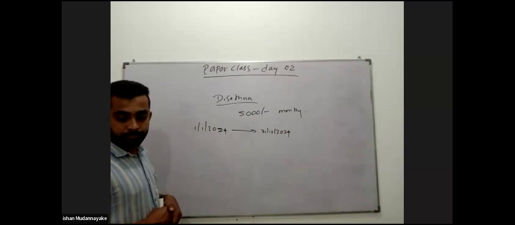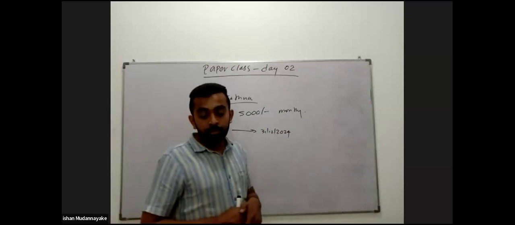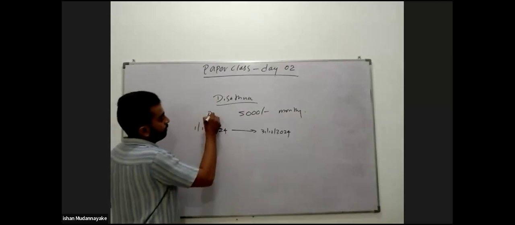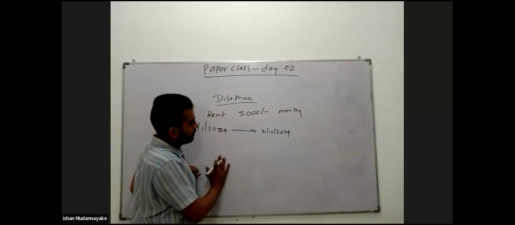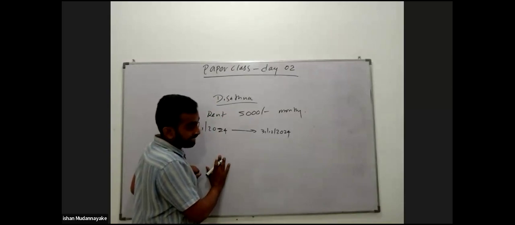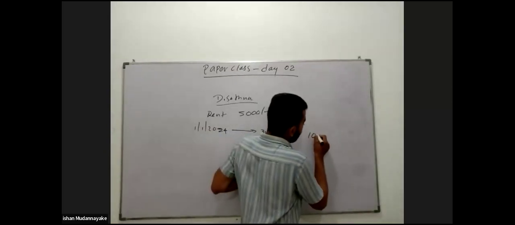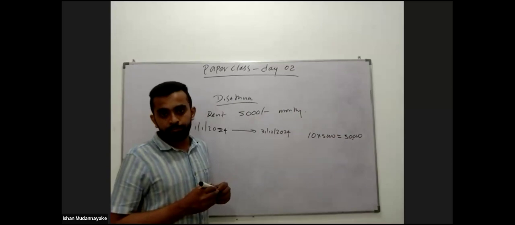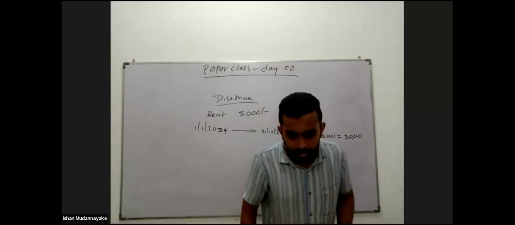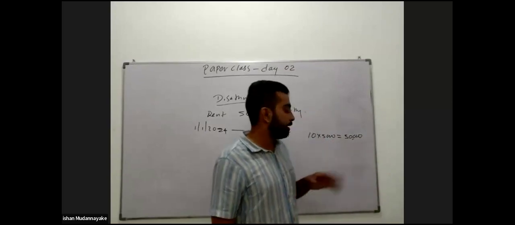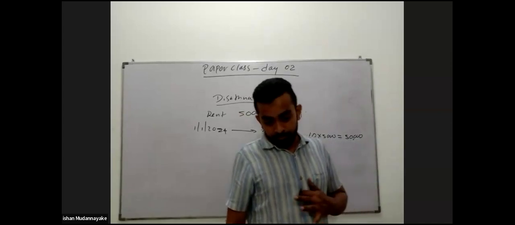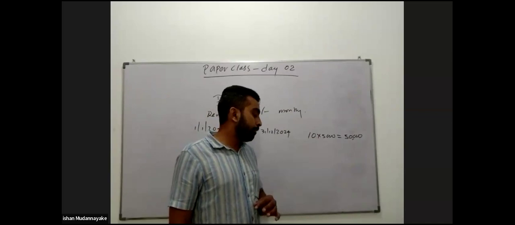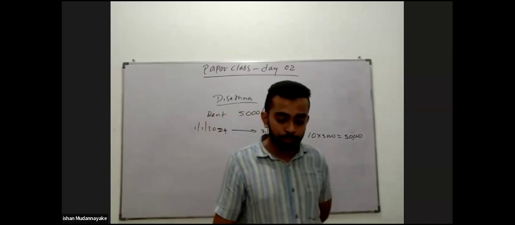Let's say, during the year, Disatma paid 10 months rent. If it is 10 months, how much is the total paid amount? 10 into 5,000, total cash paid for rent expense is 50,000. Then what is the double entry of this 50,000? Hasidu, Disatma has paid 50,000 for rental expenses, so what is the double entry of this 50,000?